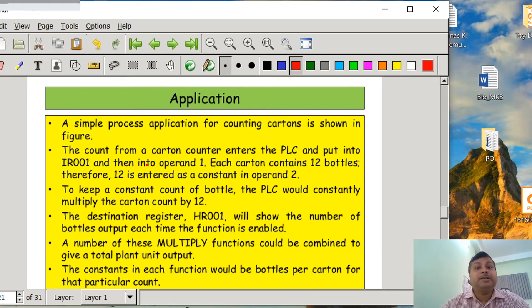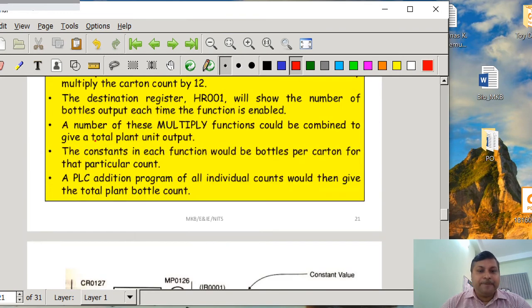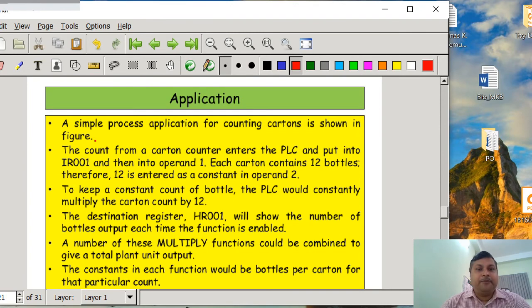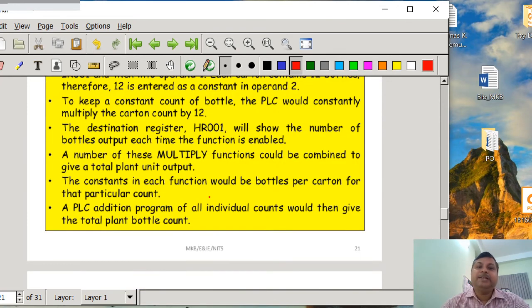Each carton contains, suppose, 12 bottles, therefore 12 is inserted as a constant in operand 2. So if we know how many cartons there are, and each carton contains 12 bottles, then we can count the number of bottles. To keep a constant count of bottles, the PLC would constantly multiply the carton count by 12. The destination register, that is HR001, will show the number of bottles output each time the function is enabled.